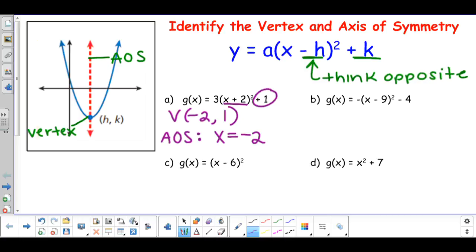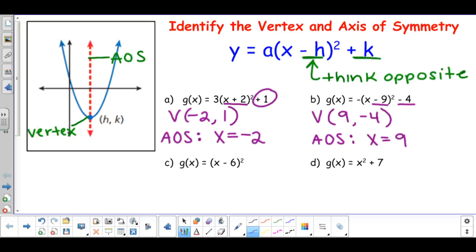So in B, I have my negative 9 to tell me I'm going right 9, and my negative 4 to tell me I'm going down 4. So my vertex will be found at positive 9, negative 4, and the axis of symmetry will go through that positive 9 coordinate, so the axis of symmetry will be at x equals positive 9.